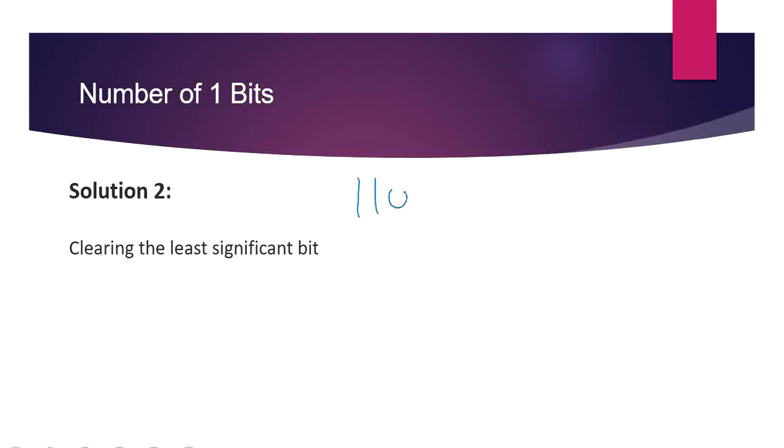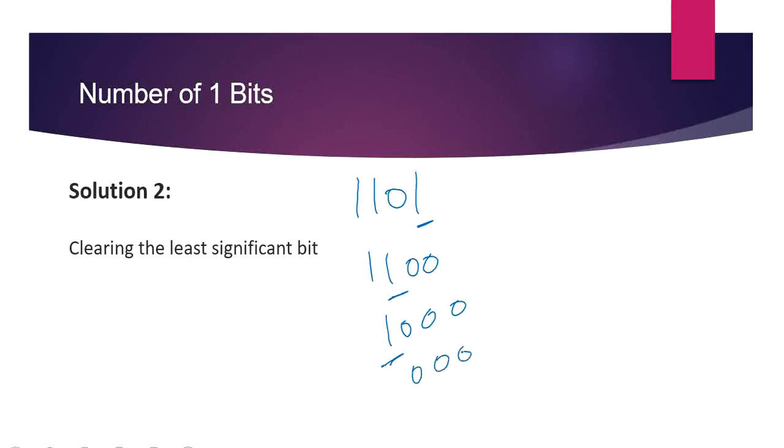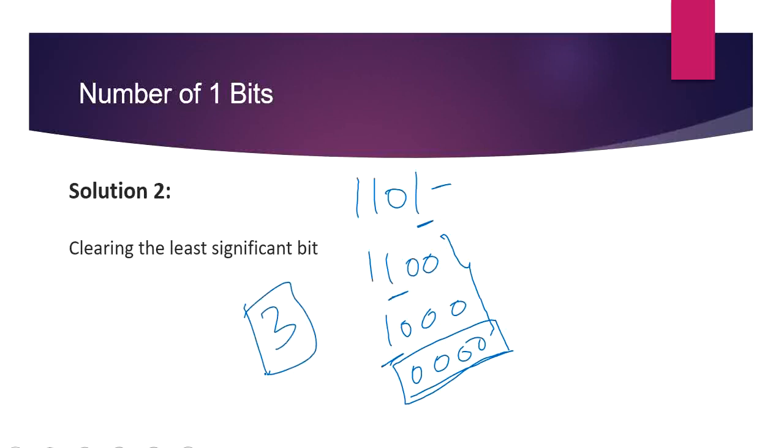If 1101 is the given number and you clear the least significant bit, which is here, it will become 1100. Here the least significant bit is this, and if you take away that bit, it will become 1000, and finally if you take the least significant bit here, it will become 0000. So how many transformations did it take? It took 3 transformations to remove all ones and become all zeros, so our answer is 3. That is, it took 3 steps to remove 1 each time. So finally we removed all our ones in 3 steps, which means we had 3 ones in our integer.